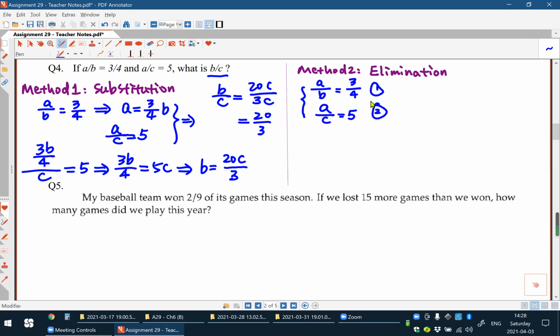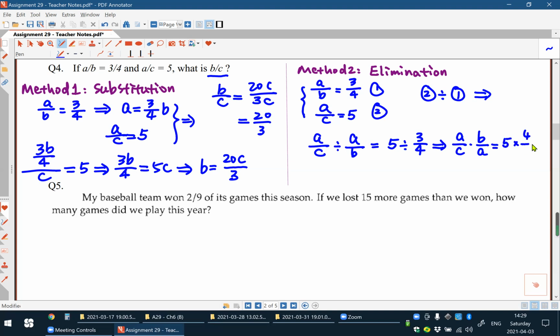So note that in order to get B over C, we can simply use equation 2 divided by equation 1, right? So that means left-hand side divided by left-hand side, which is A over C divided by A over B. The right-hand side divided by right-hand side. Then divided by something is equivalent to times the reciprocal of the divisor. So this is 5 times 4 over 3.